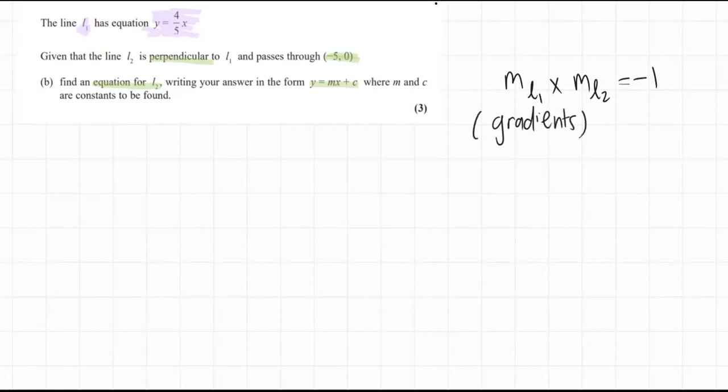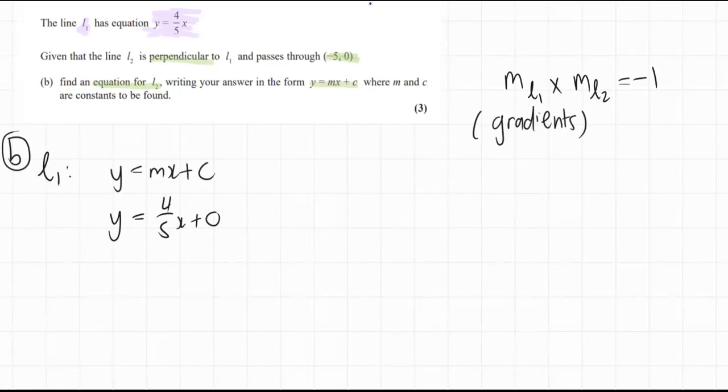So what does that mean? Well, we have L1. This is part B. And it's in the form y equals mx plus c already. That form is y equals 4 over 5x plus 0. Obviously, the c value is 0. And it's perpendicular, which means the gradients m1 times m2 is going to equal -1. So in short form, your new gradient of L2, you flip the 4 over 5 over and you change the sign. So it'd be 5 over 4.